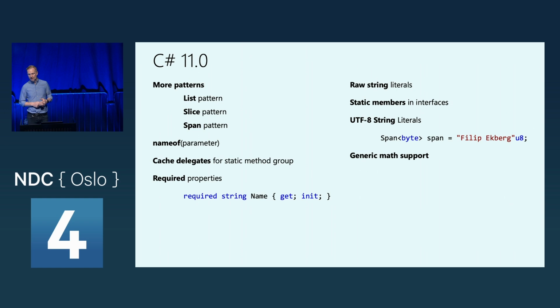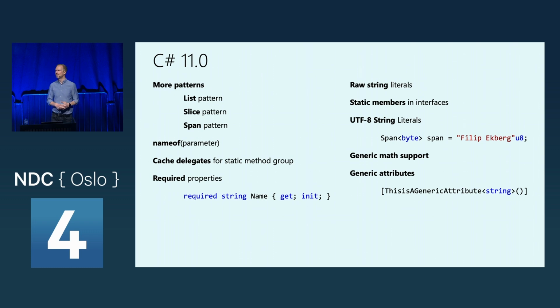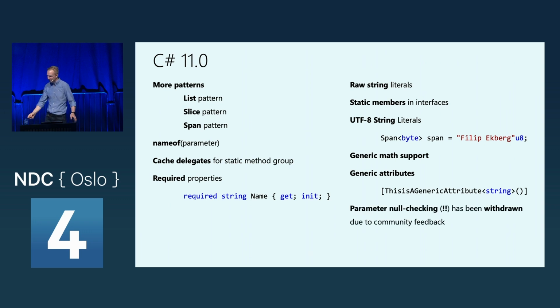There's generic math. There's generic attributes. So this is also one of those features. If you've been working with older versions of ASP.NET, you might have introduced your own attribute class. And you've never been able to do a generic attribute up until C# 11. Now, finally, there's a thing called parameter null checking, which they withdrew.